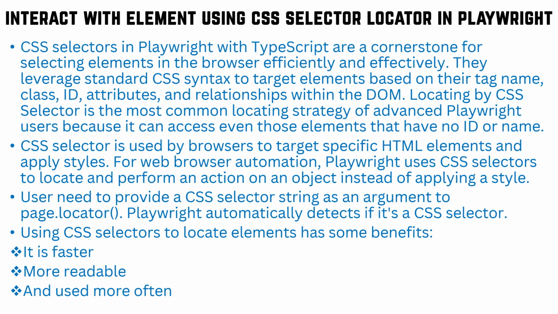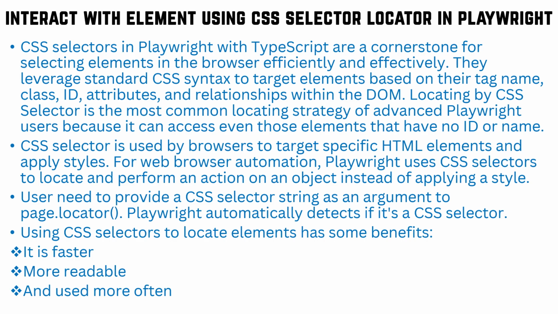They leverage standard CSS syntax to target element based on their tag name, class, ID, attribute, and relationships within the DOM. Locating by CSS selector is the most common locating strategy of advanced Playwright users because it can access even those elements that do not have any ID or name. CSS selector is used by browser to target specific HTML element and apply styles. So CSS is already being used, right? Whenever you are developing some page, we use HTML, CSS, JavaScript.